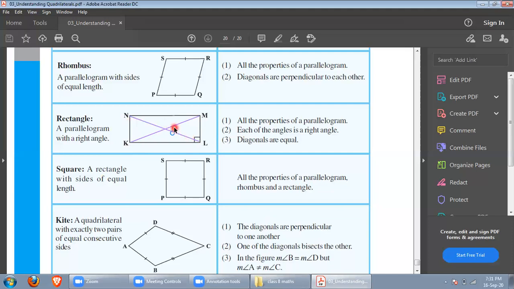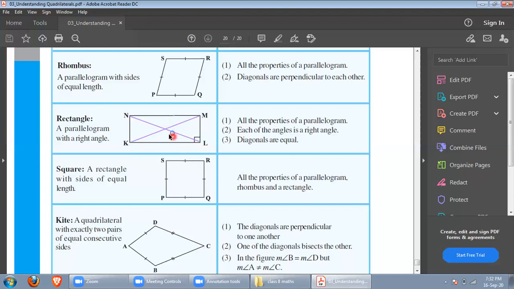So once again, a rectangle is also a parallelogram. The opposite sides are parallel. The opposite sides are equal. The diagonals bisect each other. In addition, the diagonals are also equal in length. But the diagonals do not bisect each other perpendicularly. That means these two diagonals do not make 90 degrees. They do not bisect each other perpendicularly, but they simply bisect each other.